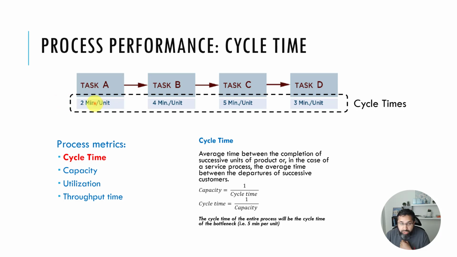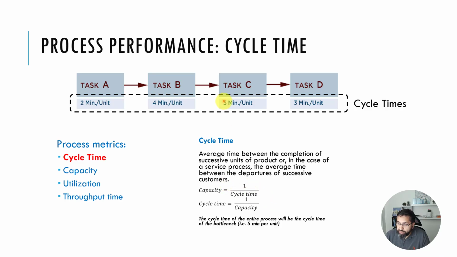Okay, so these times here, the time each task or step takes per unit, that is the cycle time. Almost always the cycle time is given to you, and you have to use the cycle time to compute the other metrics. But if the capacity is given to you, then 1 over capacity will be the cycle time. Remember that when you do capacity is 1 over cycle time or cycle time is 1 over capacity, the units of both will be the same in terms of time.